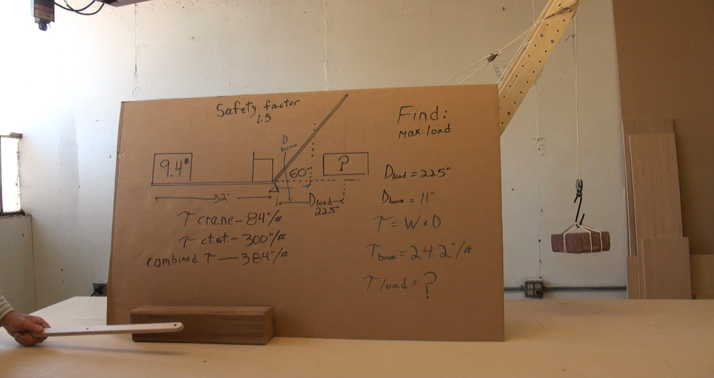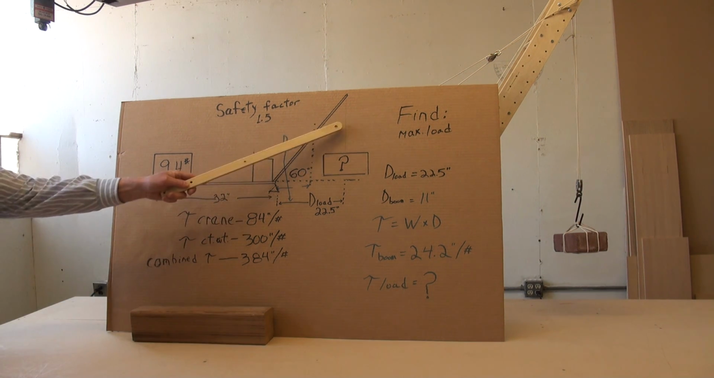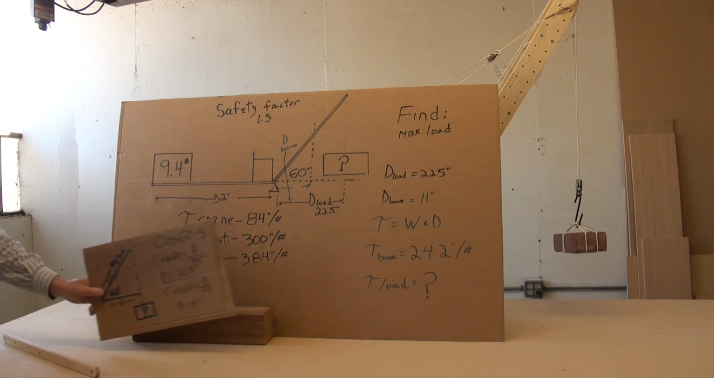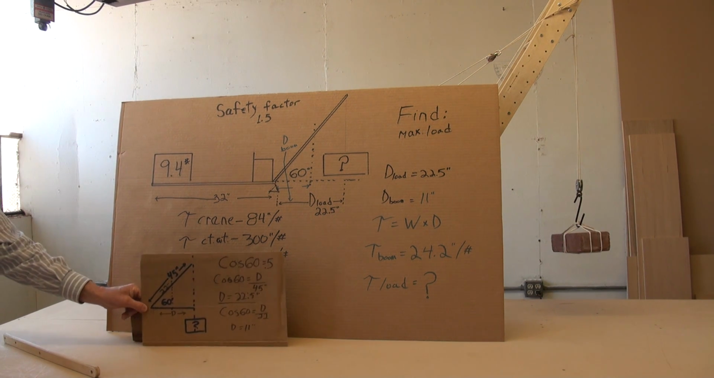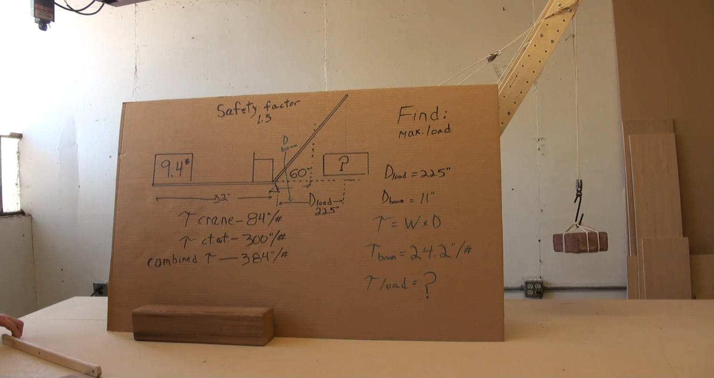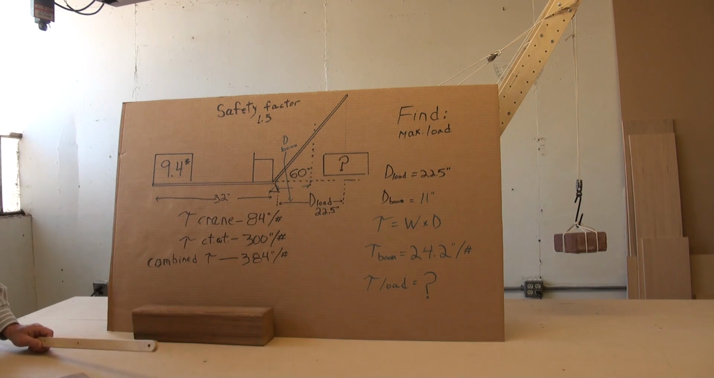What do we know? Well, the distance from the CG of the load, the line of force, to the pivot point, I think we did this in the last video. Got to use a cosine of 60 to figure that out. And we got 22.5 inches. Same thing for the boom, we got 11 inches. Now we know the weight of the boom, 11 inches times 2.2 pounds gives us 24.2 inch-pounds.